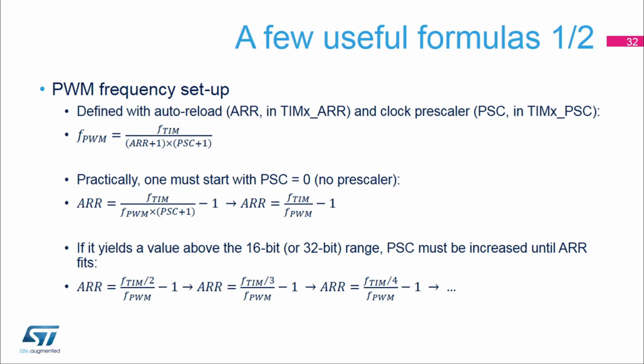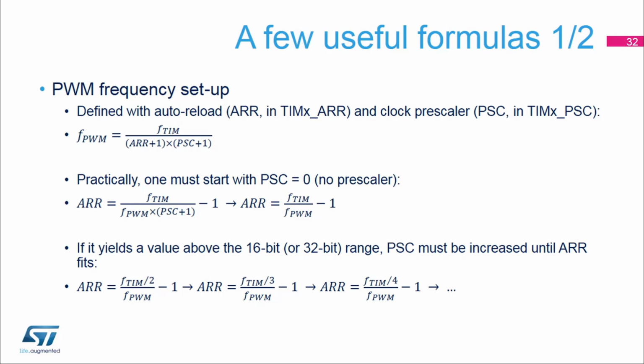Practically, finding both register values is an iterative process, where one must start from PSC equals 0. In other words, no clock division. This guarantees that the PWM will have the finest possible resolution.